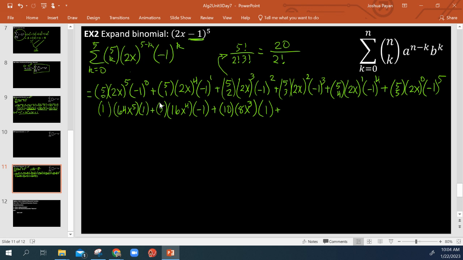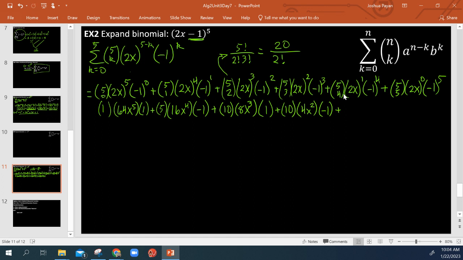Okay, plus 5 choose 3. Well, that's going to be the same thing as 5 choose 2 because of the combination identity. 5 minus 3 is 2. So 5 choose 2, 5 choose 3, same thing. That's going to be 4x squared. This is going to become -1. And you notice a pattern here. We're alternating based on what power -1 is being raised to. Pretty interesting thing. That's called an alternating series.